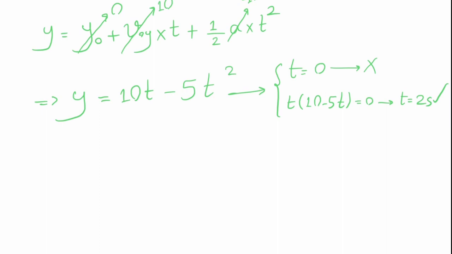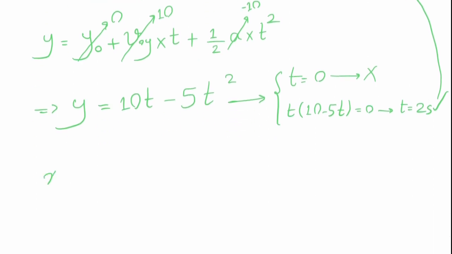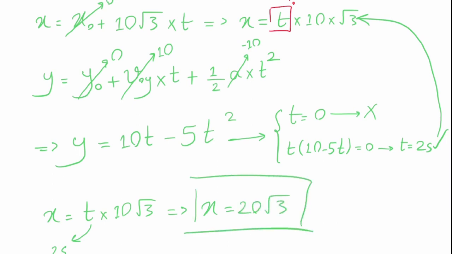Now that we have the time, we have to insert it into the equation we had before. So we have x equals t times 10 times the square root of 3. And now that we have t equals 2 seconds, x will be equal to 20 times the square root of 3. And this is the answer to this question.